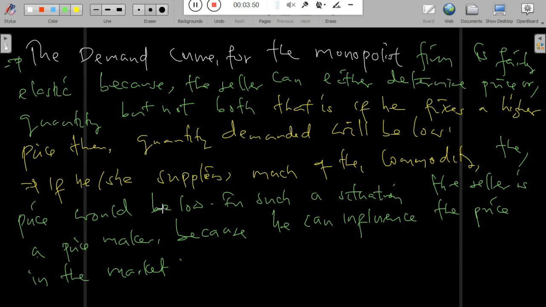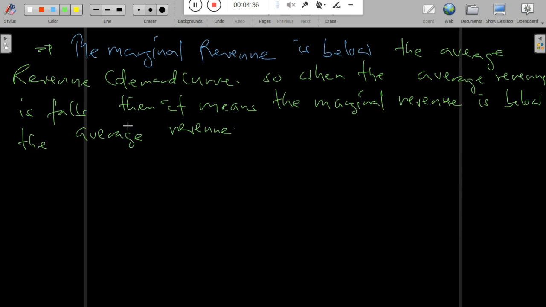The demand curve for a monopoly firm is fairly elastic because the seller can determine either the price or the quantity, but not both. If he fixes a higher price, then quantity demanded will be lost. If he supplies much of the commodity, the price would fall. So in such a situation, the seller is a price maker because he can influence the price in the market.